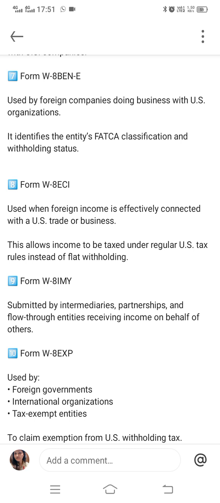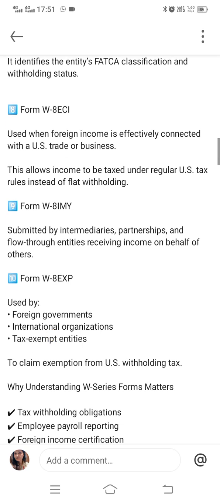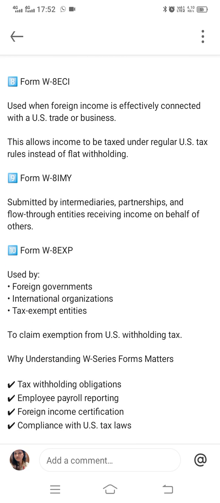Now comes form W8-BEN-E, used by foreign companies doing business with US organizations. It identifies the entity's FATCA classification and withholding status. So these are the classifications on the basis of the forms. And here comes form W8-ECI, used when foreign income is effectively connected with a US trade or business. This allows income to be taxed under regular US tax rules or flat withholding.